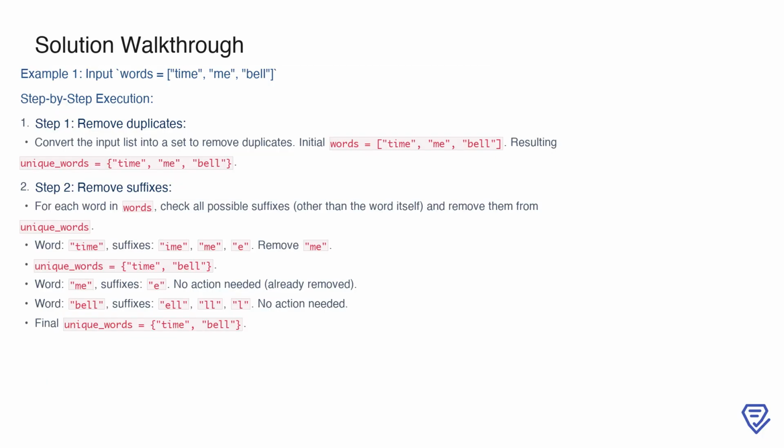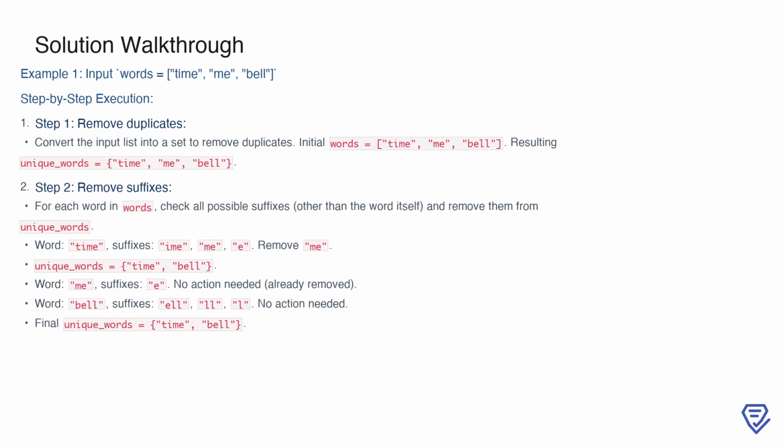To solve the problem, we start by removing any duplicates in the input list of words. This ensures that we work with a unique set of words, avoiding unnecessary repetition in our calculations. For the input words equals time, me, bell, we convert it into a set, resulting in unique_words equals time, me, bell. Next, we remove any word from this set that is a suffix of another word. For the word time, its possible suffixes are ime, me, and e. Since me is present in unique_words, we remove it, leaving unique_words equals time, bell.